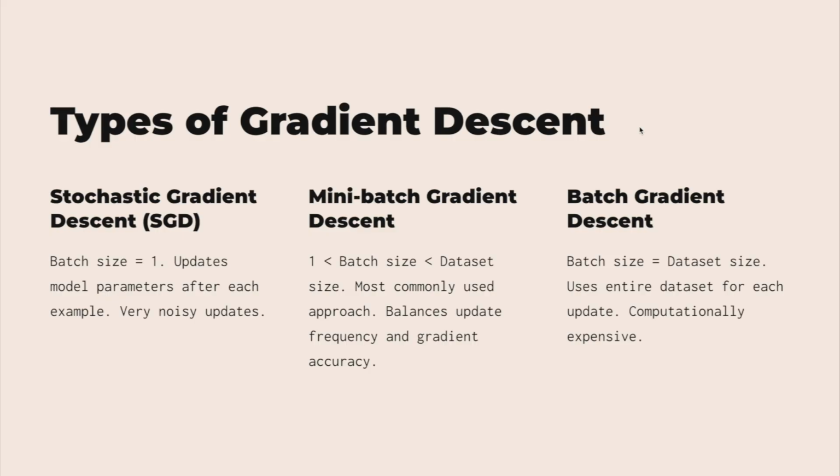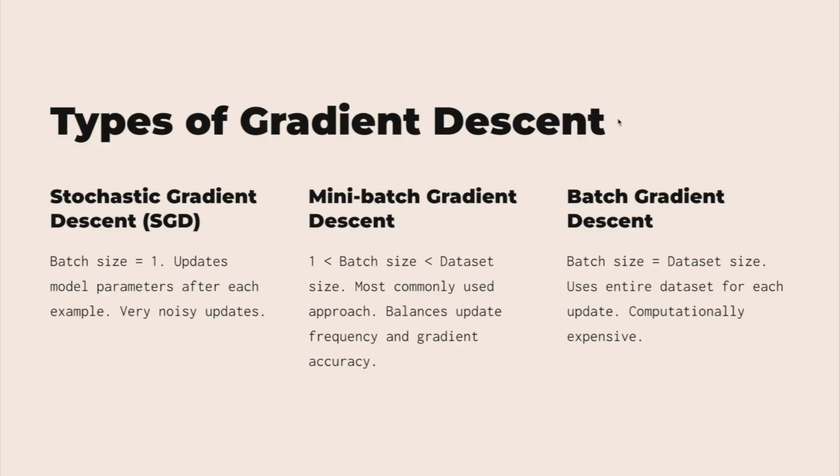Batch gradient descent is when the batch size equals the dataset size. So you have 1 iteration per epoch. This uses the entire dataset for each update. It's computationally expensive because you're looking through all of the examples for every update of the model's parameters. And you typically want to do many iterations to converge on the appropriate model parameters.